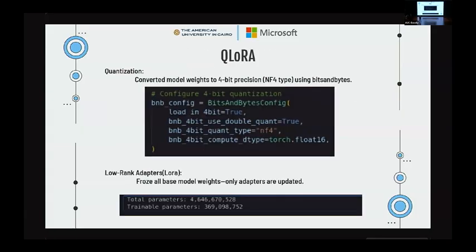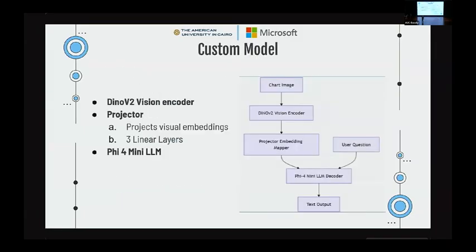We also used quantization using QLoRA because we couldn't run most of the big models on our machines because of limited memory challenges. We did the quantization. We converted the model weights to 4-bit precision using bitsandbytes. And we froze the model weights and only trained the adapters.